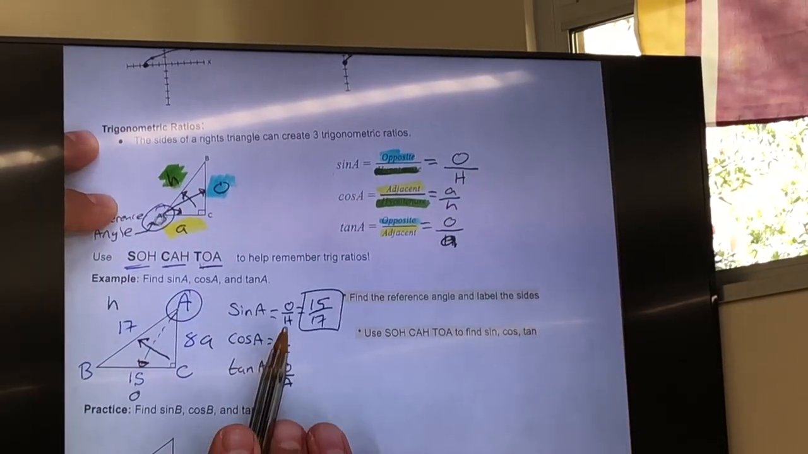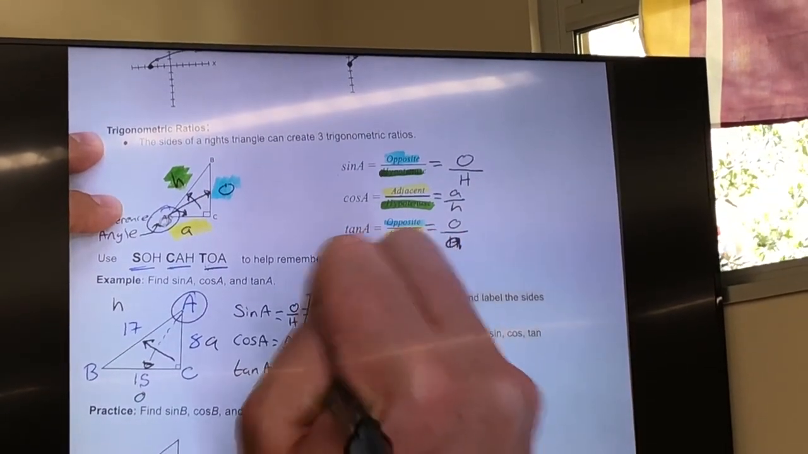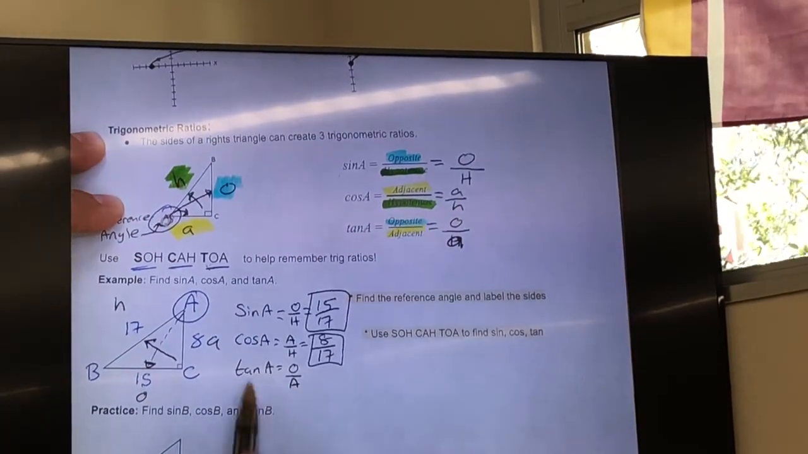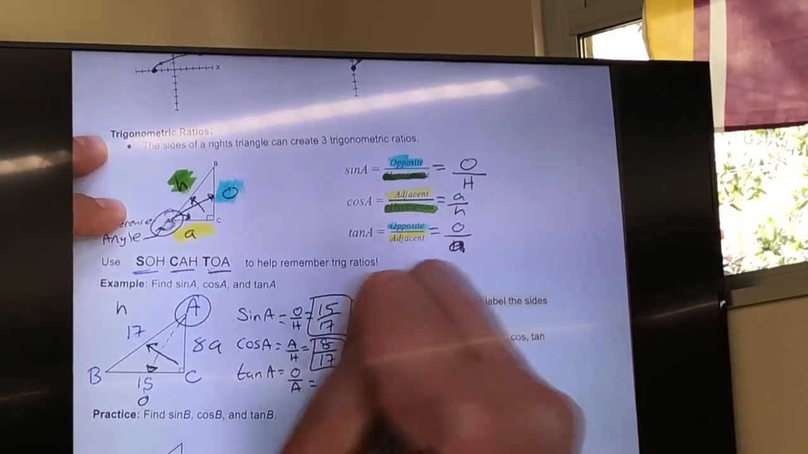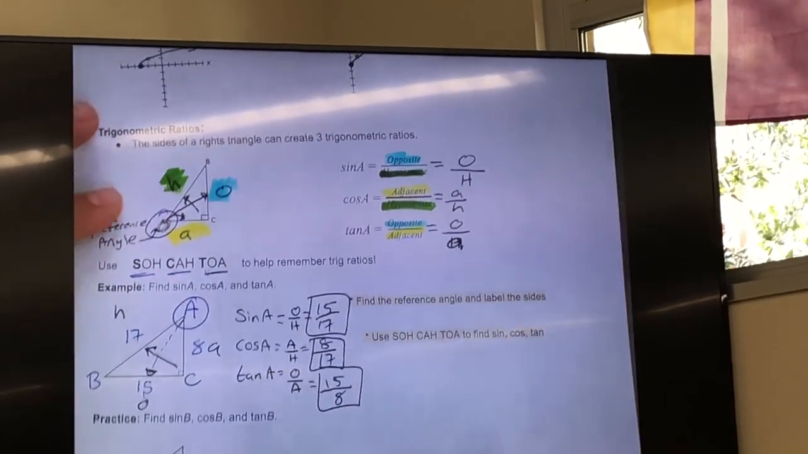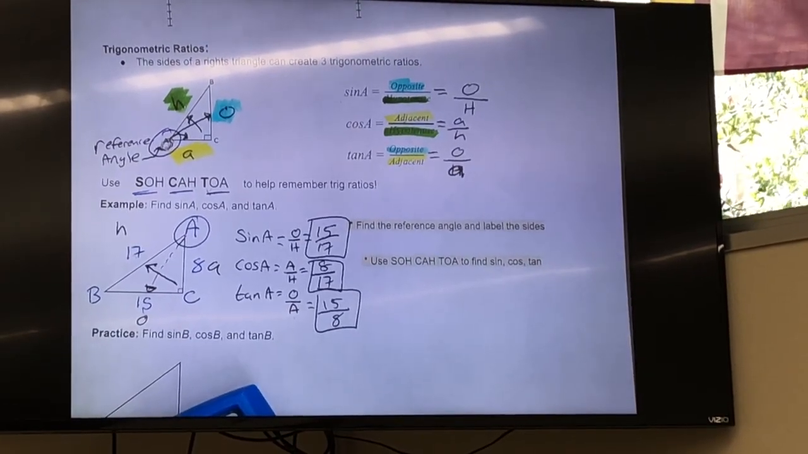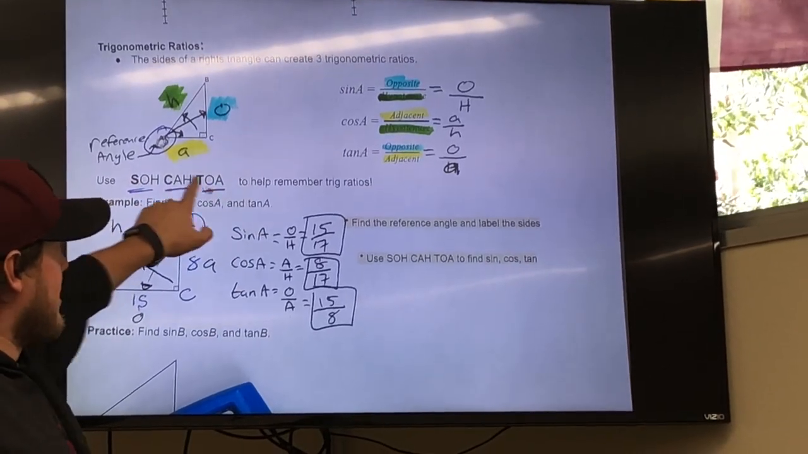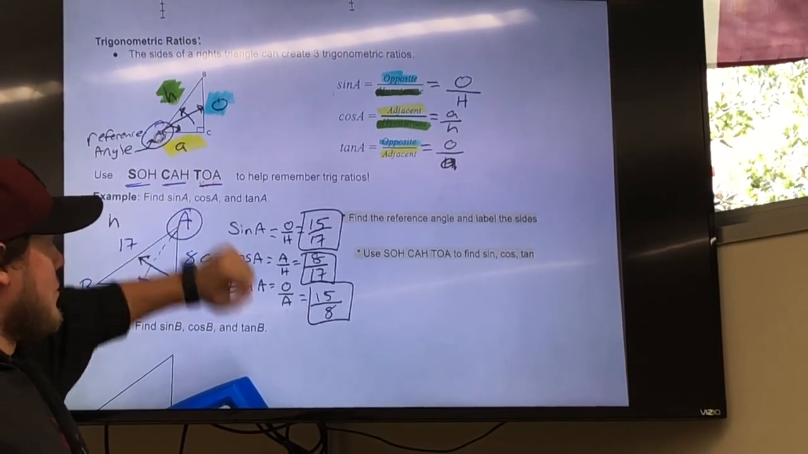Cosine of A is adjacent over hypotenuse. Adjacent is 8 over hypotenuse is 17. And our last one is opposite over adjacent. So our opposite side is 15 over our adjacent is 8. That is all that you should be doing on this type of problem. Simply writing down the sides according to SOHCAHTOA, right? Opposite over hypotenuse, adjacent over hypotenuse, opposite over adjacent.